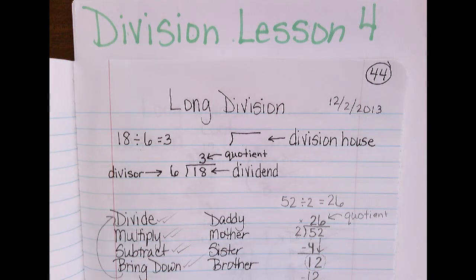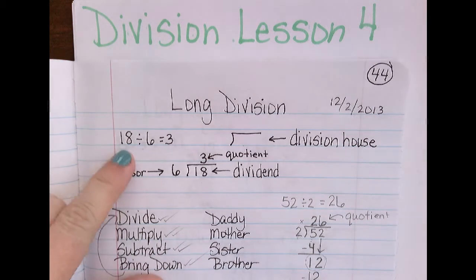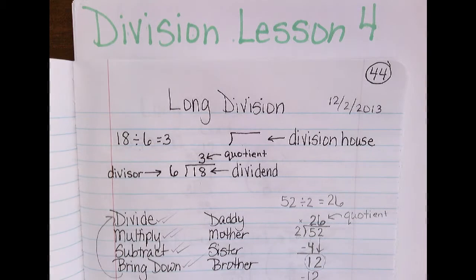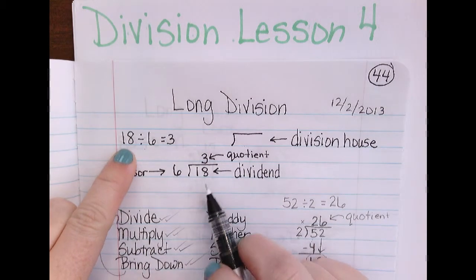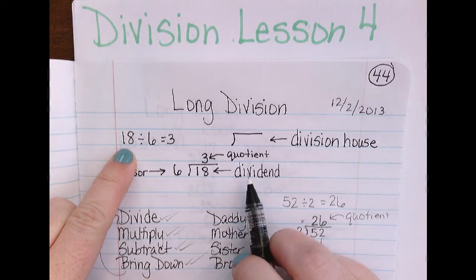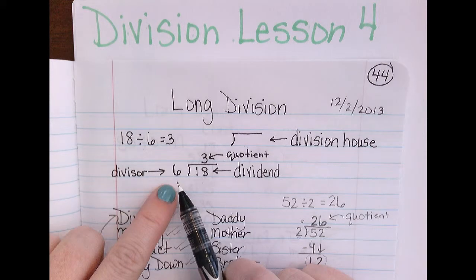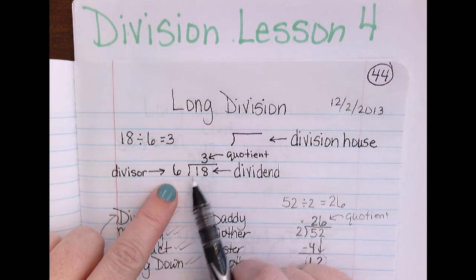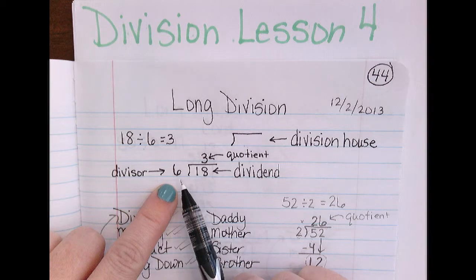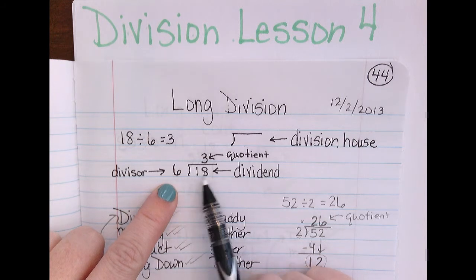The dividend is the number we are dividing. It is always the first number in when it is presented like this. This number goes in the division house. That is the dividend. The number outside the division house, what we call at the door, is called the divisor. That is the number we are dividing into the dividend.